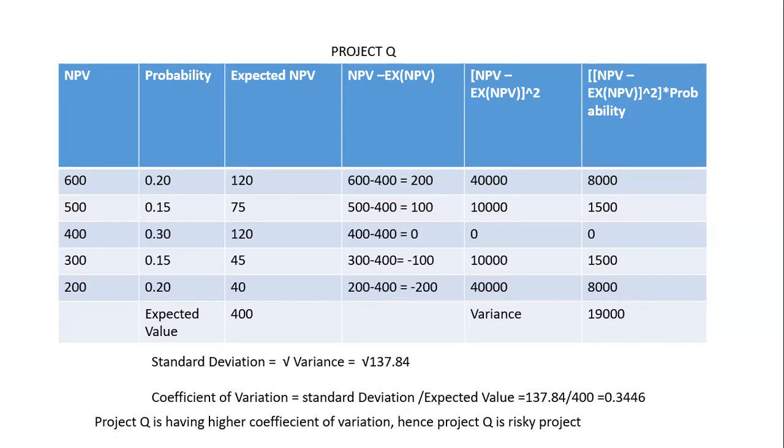Project Q is having 0.3446, a higher coefficient of variation compared to project P. Project P is having 0.18, and project Q is having a higher coefficient of variation, which indicates that project Q is riskier than project P.